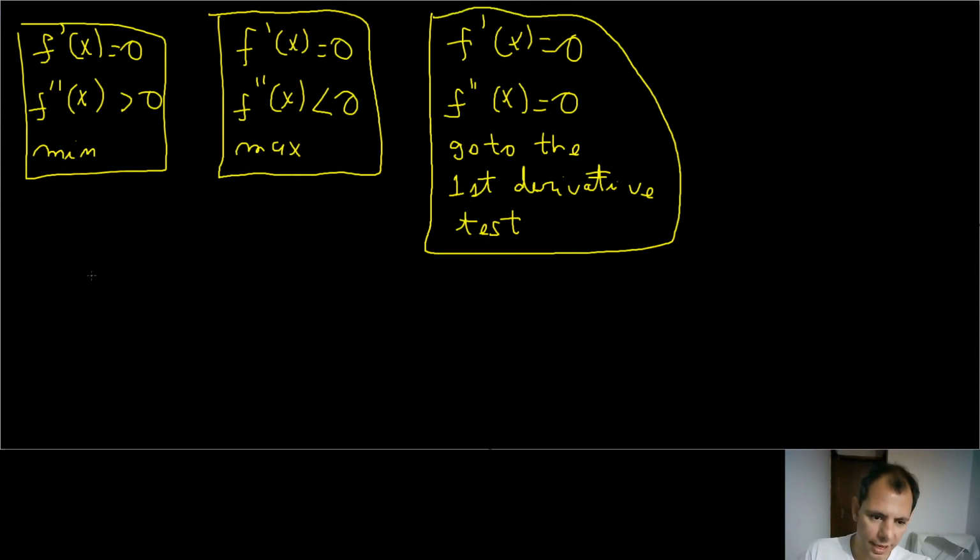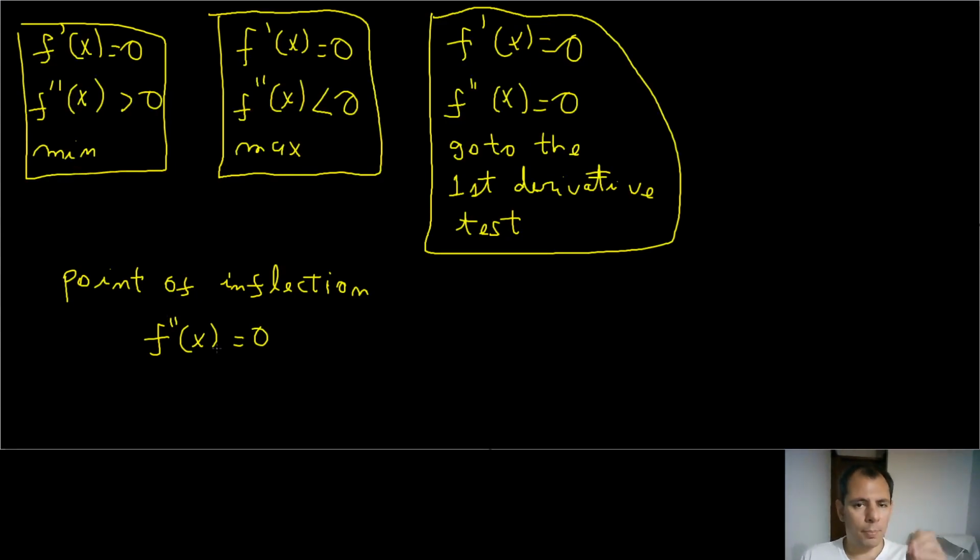The point of inflection is when the second derivative is 0 at a certain point, and to the left of that point, it's negative, and to the right becomes positive, or the other way around, it's positive and then it becomes negative. That's when it's changing concavity, from concavity up to concavity down, or from concavity down to concavity up.